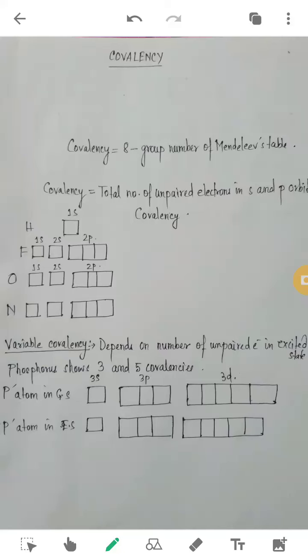Now let's learn about covalency. We know that atoms of certain elements go for bond formation in order to achieve the noble gas configuration. In doing so, they share a number of electrons. So covalency is nothing but the number of electrons contributed by a single atom for sharing with other atoms to achieve the noble gas configuration.